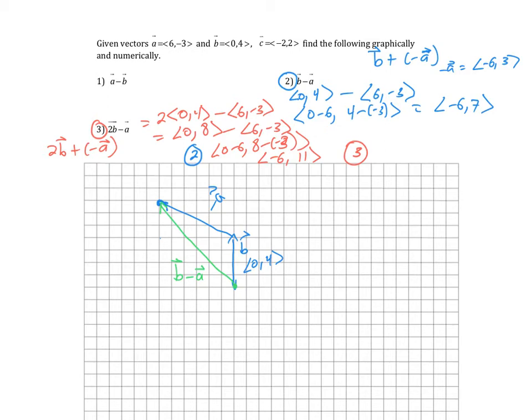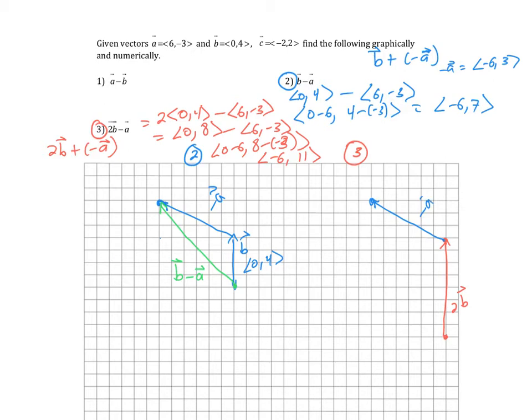Okay, so 2b, I'm going to draw that. 2b is 0, 8, so twice the length of b, but the same direction. So I'm going to start here, and I'm going to go up 8. 1, 2, 3, 4, 5, 6, 7, 8. And I will draw my vector in, 2b. And then I need to add to that the negative a vector. The negative a vector was negative 6, 3. So I'll do that now. Negative 6 is left 6, 1, 2, 3, 4, 5, 6, and up 3, 1, 2, 3.